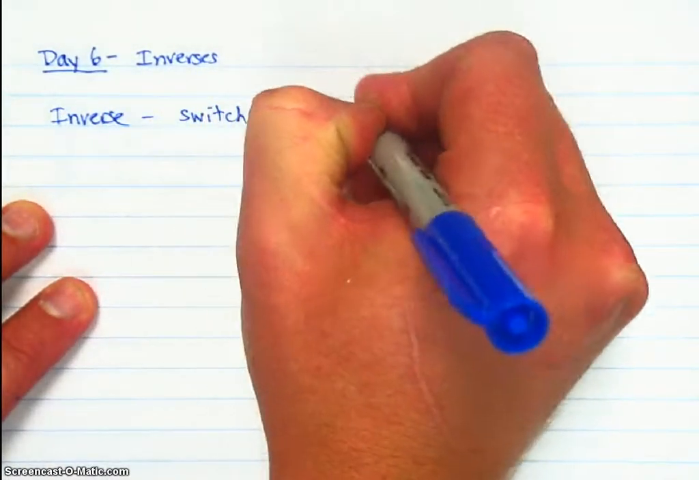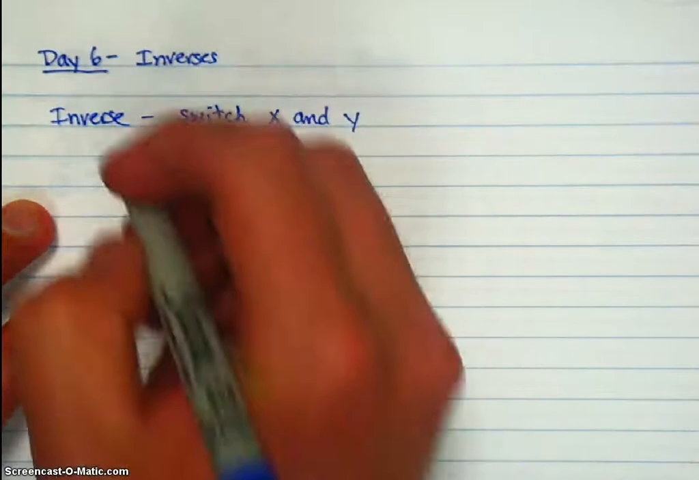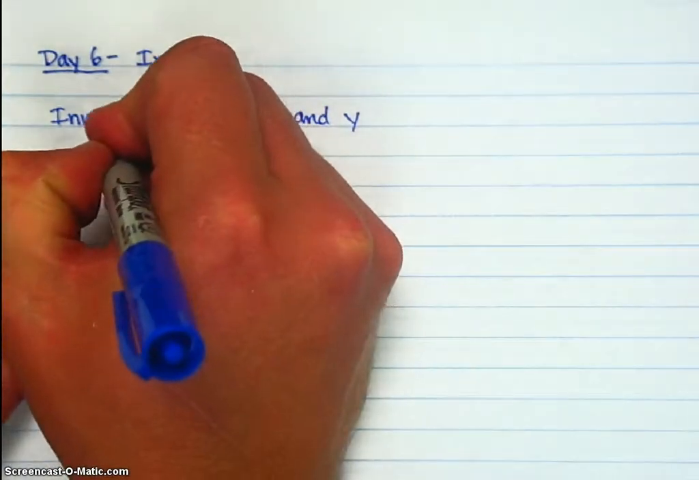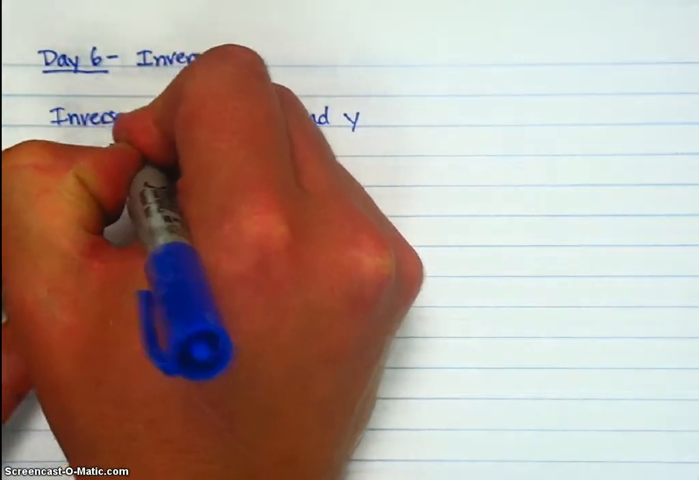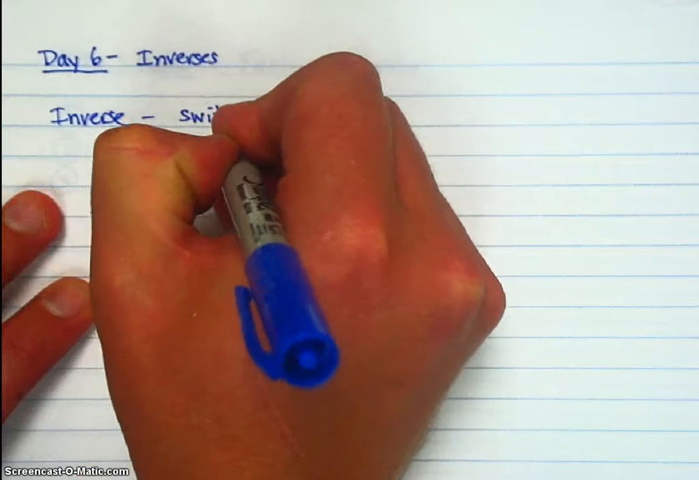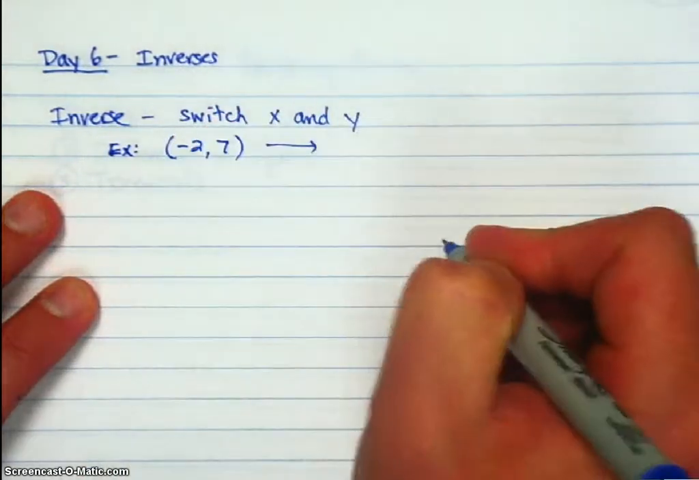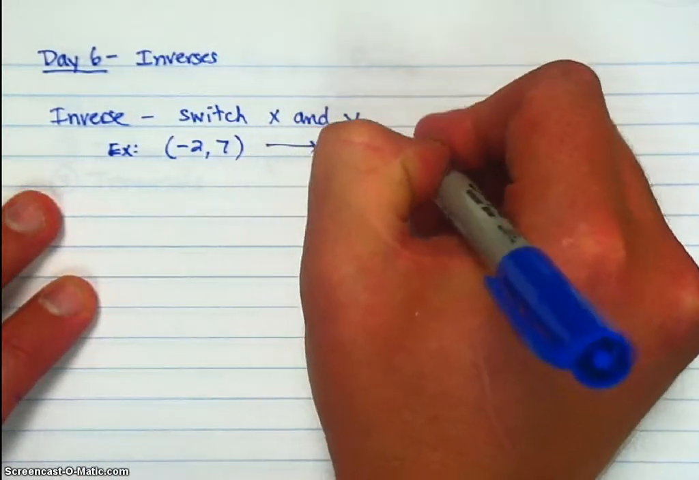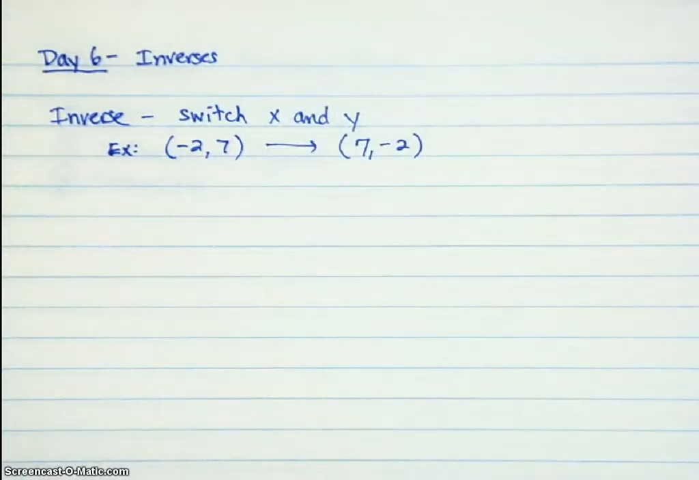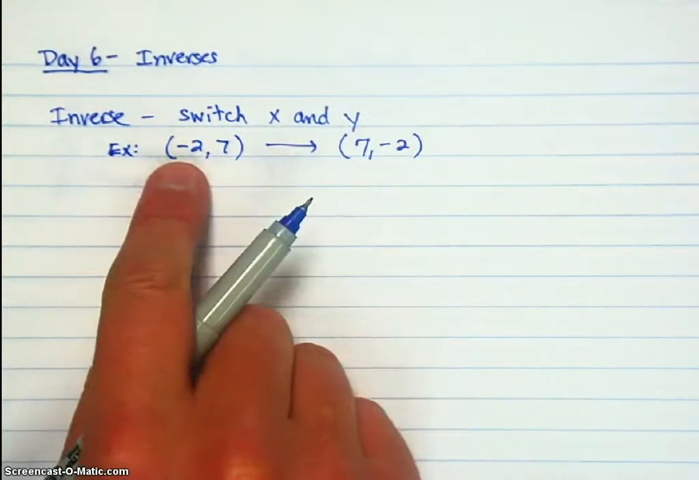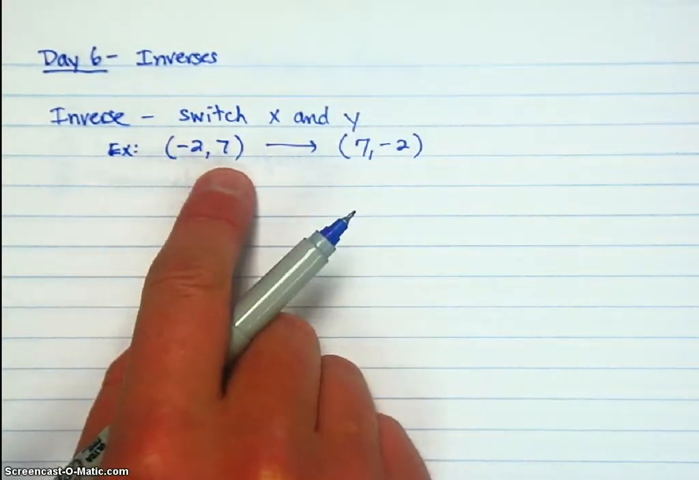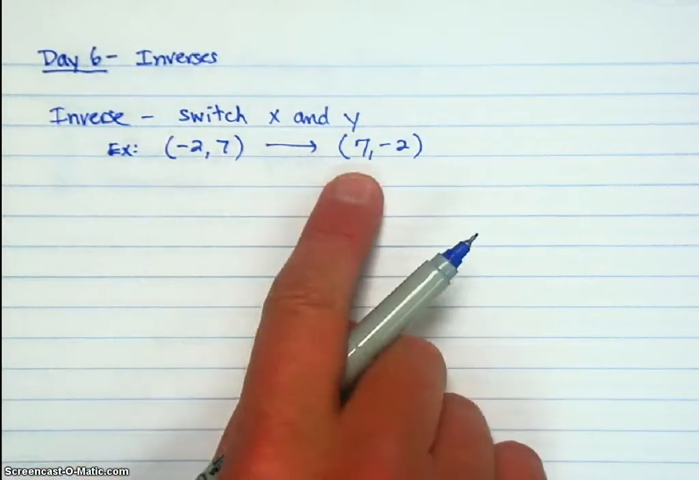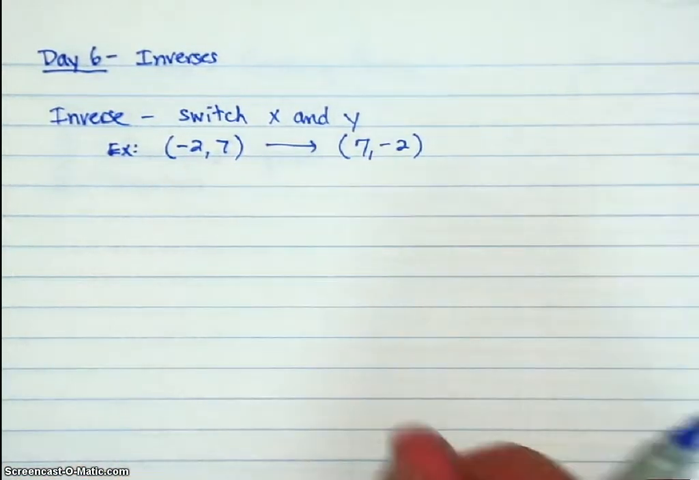x and y. So, for example, if you were talking about an ordered pair and you had the ordered pair (-2, 7), and you wanted to find the inverse of that, then you would simply switch the x and the y, and you would have the inverse. Notice if I just did the opposite, that would actually be (2, -7). So that's not the inverse. The inverse, we literally just switch x and y.